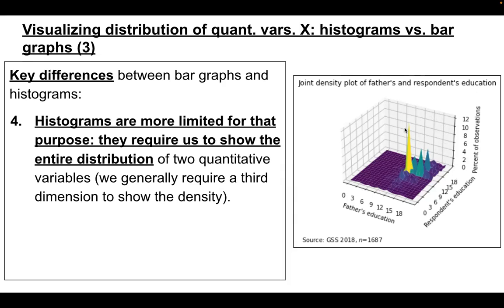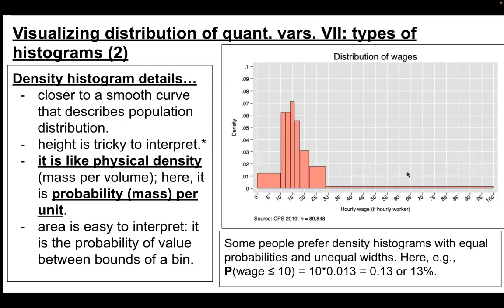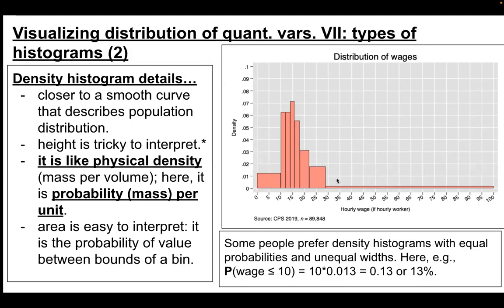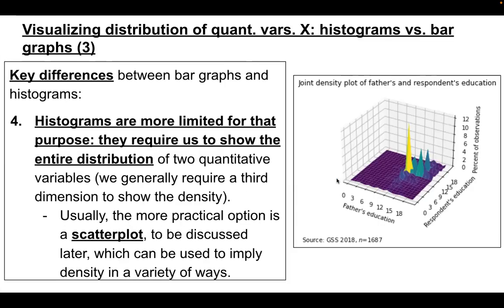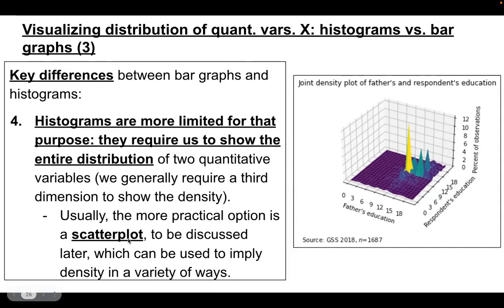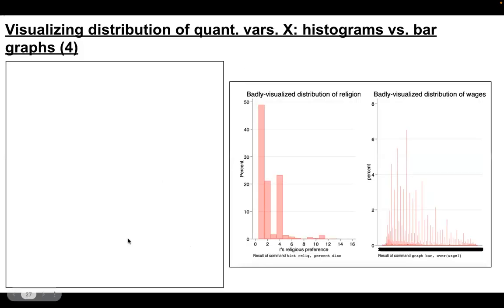And in general, histograms don't really have the ability to show us anything more than the joint distribution of two quantitative variables. They're just not adequate for showing us things like the relationship between a quantitative outcome and a qualitative predictor. So when we look for ways to represent the relationship between two quantitative variables, a scatter plot is usually more effective.